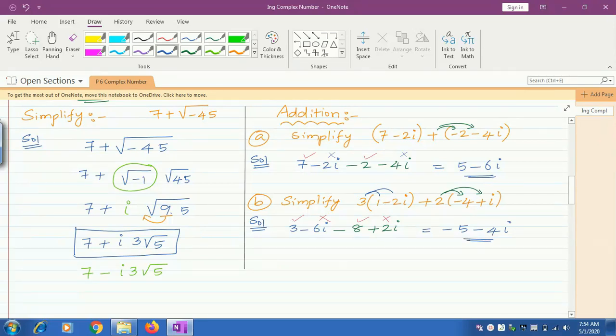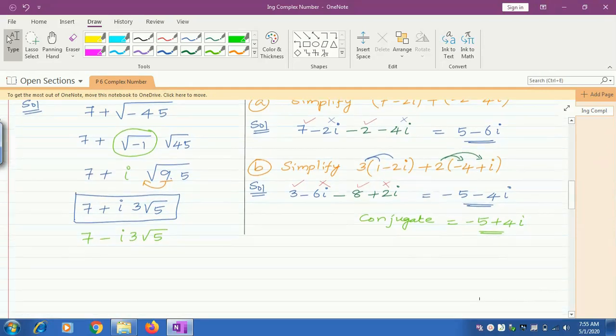Suppose the question is asking for the conjugate, what should be the conjugate of this one? The conjugate is given by minus 5. Here since it is minus, therefore change it to plus. So this is addition.